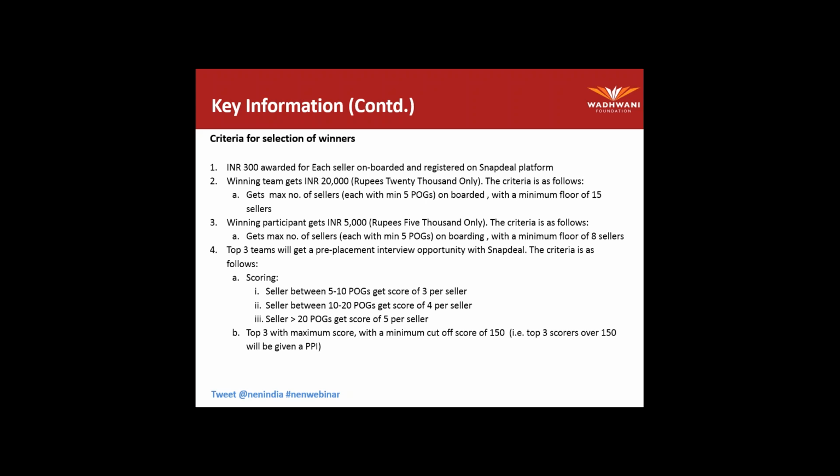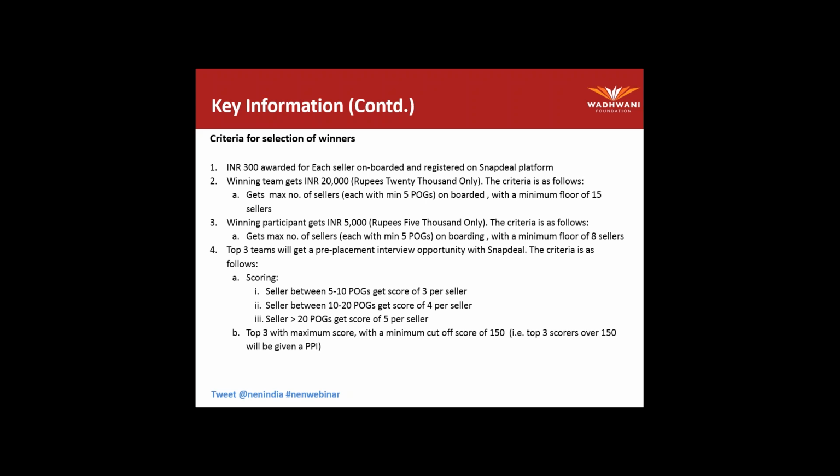Winning participant gets Indian rupees 500 worth additional as an individual, and the criteria for that is to get the maximum number of sellers onboarded, again with minimum 5 products each, but to have at least 8 sellers onboarded. So as an individual, if I want to earn an additional winning scholarship, then I have to onboard at least 8 sellers.